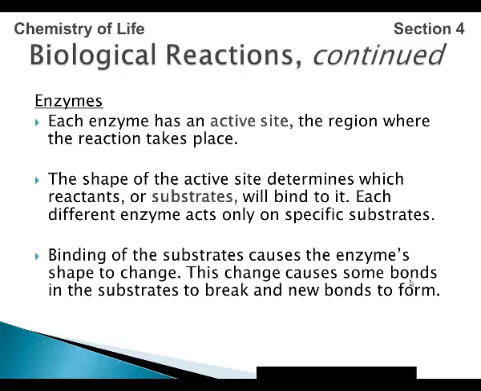On each enzyme is an active site. This is the region where the reaction actually takes place. The shape of the active site determines which reactants or substrates will bind to it. Each different enzyme acts only on specific substrates. The binding of the substrates causes the enzyme's shape to change. This causes some bonds in the substrates to break and new bonds to form. And this is the process that helps you to maintain homeostasis.